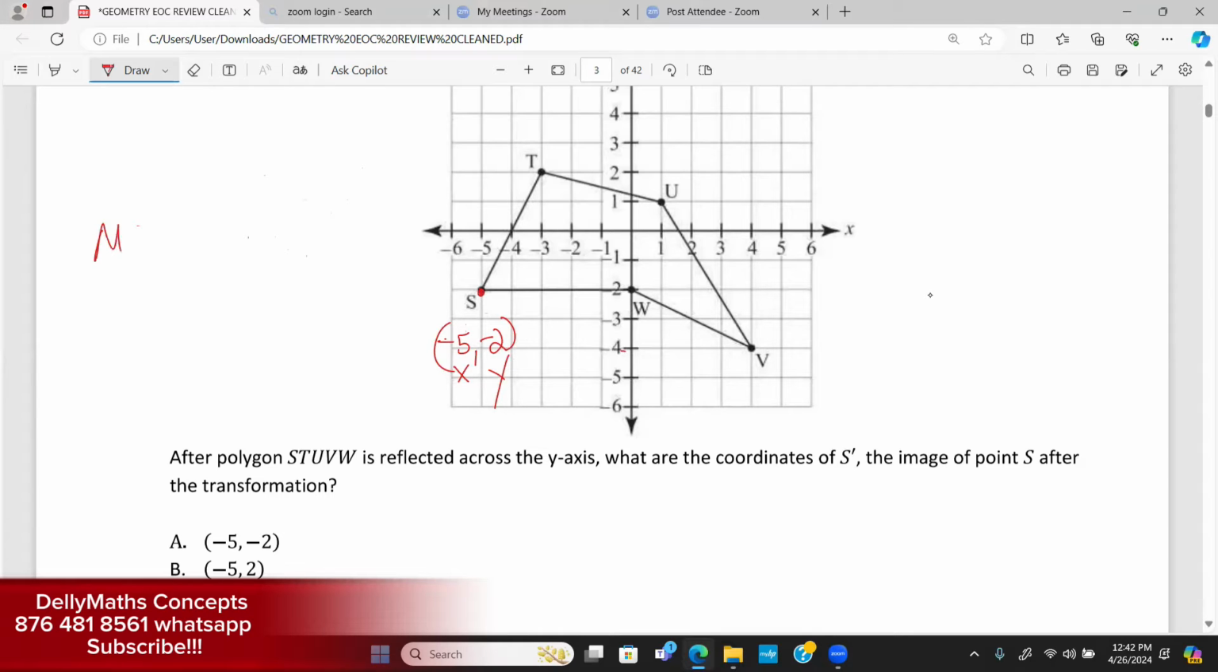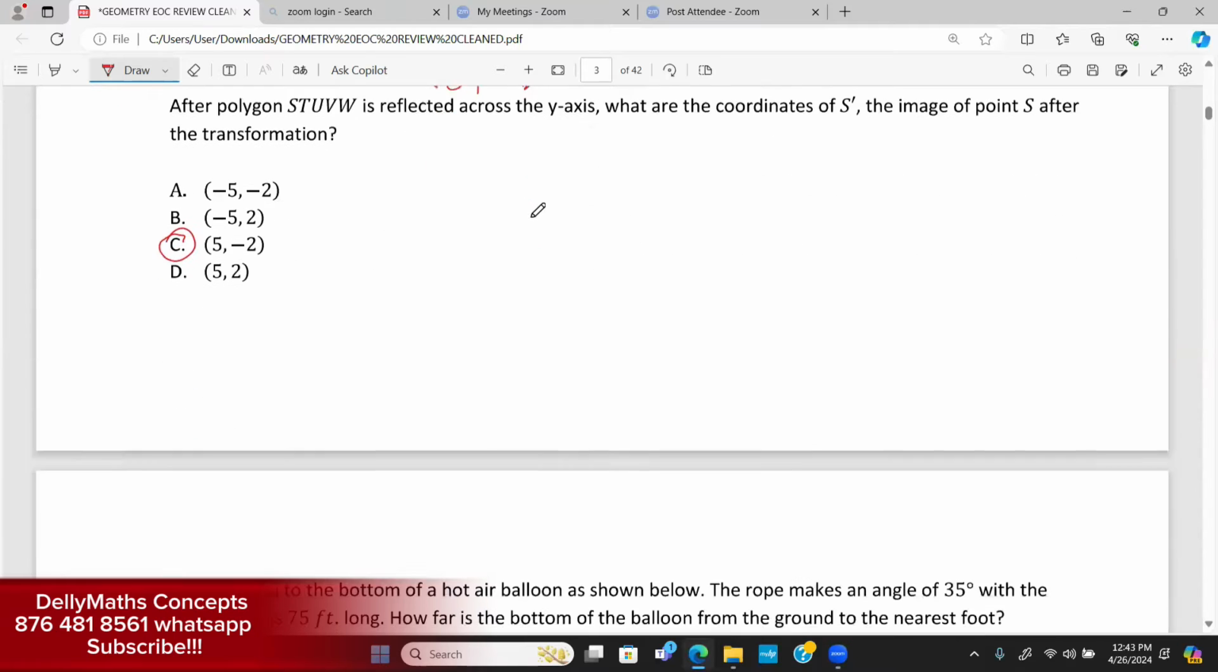When we reflect in the y-axis, the y coordinate will remain. So definitely this will be -2 still, but the x coordinate would have to change its sign. So we're looking for a +5, -2. It's going to be right here. So that answer is actually C. When we reflect in the y-axis, the y value remains, the x one changes.